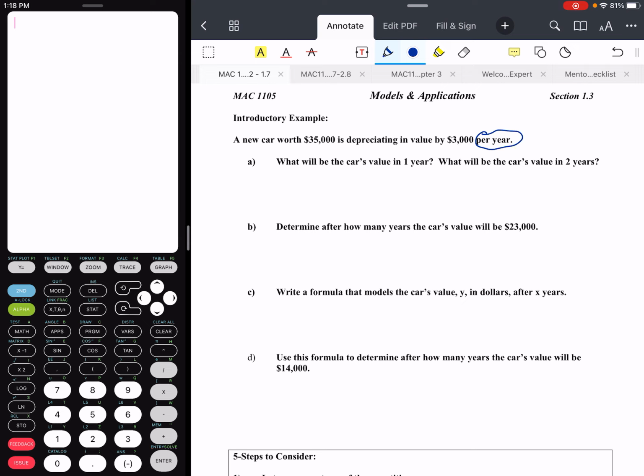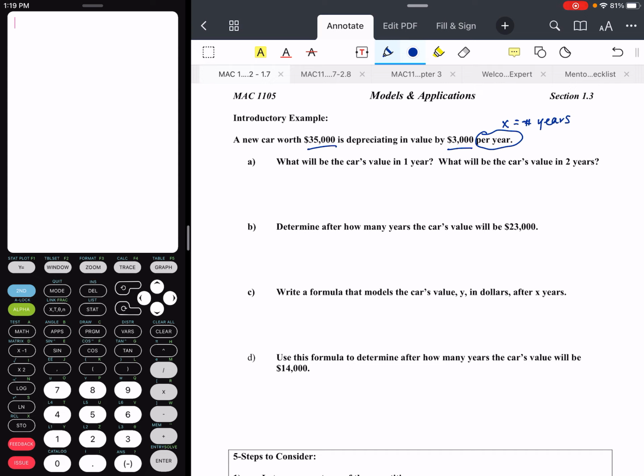All right, so $3,000 per year. $35,000 is the fixed starting cost. $3,000 is a fixed cost. So we can think of X as the number of years that we own this car, right? So going forward, you'll see me kind of translate into this X notation.